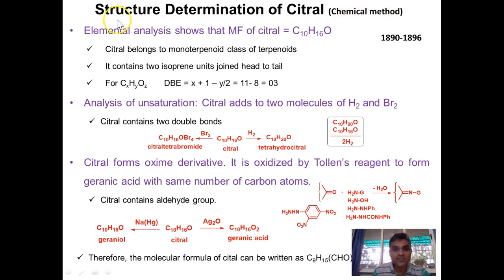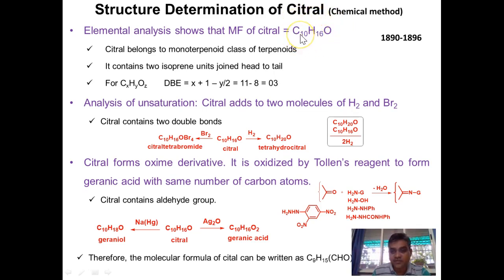The first stage of the structure determination starts with its isolation in a very pure form. Once citral is isolated in pure form from the plant, it is subjected to a series of chemical reactions. The first experiment is the estimation of carbon and hydrogen. From this, we reach the molecular formula of the citral molecule, and it was found to be C10H16O. This molecular formula is very useful information regarding the structure of citral.